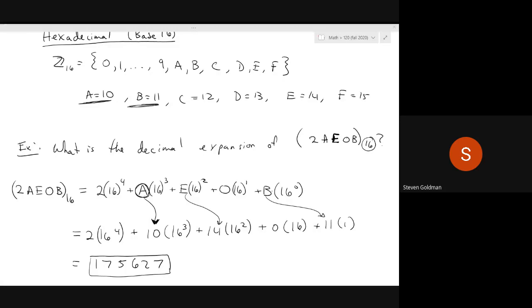So that's what we're going to discuss now. So far we've discussed going from other bases to base 10. We're now going to discuss writing numbers from base 10 into other bases, converting from base 10 to a different base.